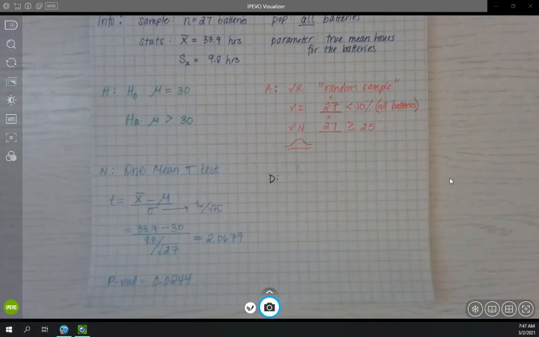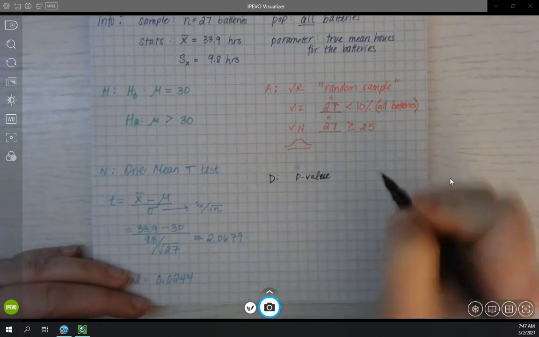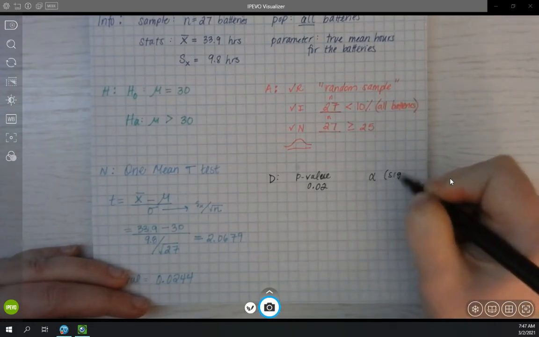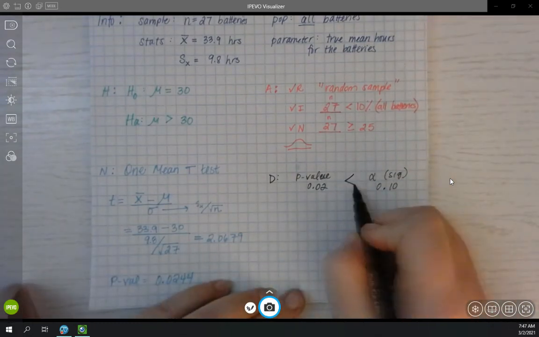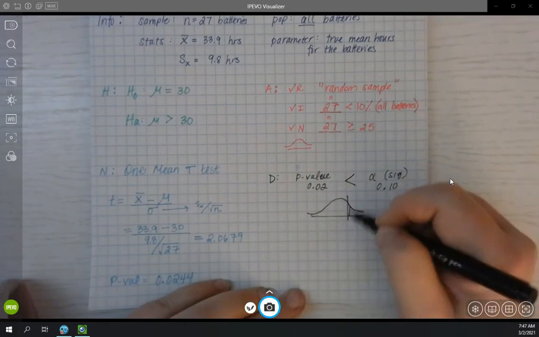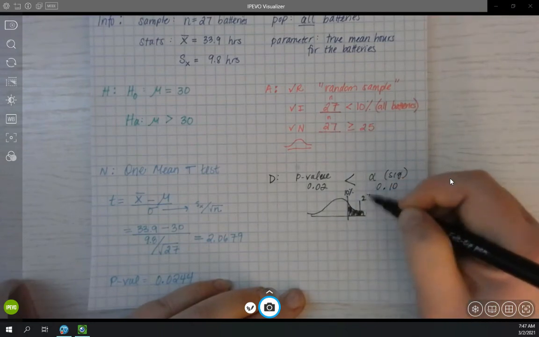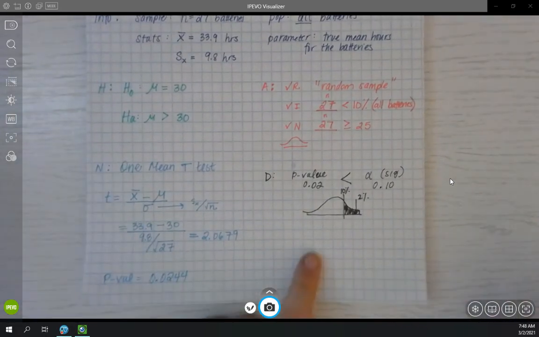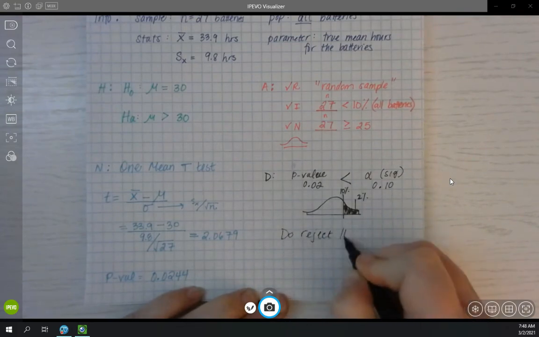So let me write that out in another way. My p-value is 0.02, and my alpha, my significance, is 10. The p-value is smaller than the 10. So if here is my 10%, my 2% is going to land inside the rejection region. So if I need to make a decision, I'm going to say, do reject the null.